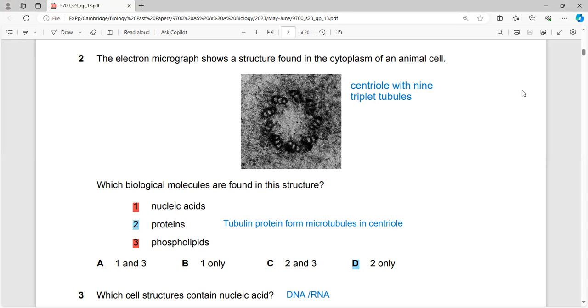So which biological molecule is found in this structure? We can see this centriole consists of 9 triplet tubules, and these are made of tubulin protein. They make microtubules, which are joined together to make this structure, the centriole. So nucleic acid is not present in it, and phospholipids are not present. That's why 2 is our correct option here. That's coming in D. D is our correct answer.